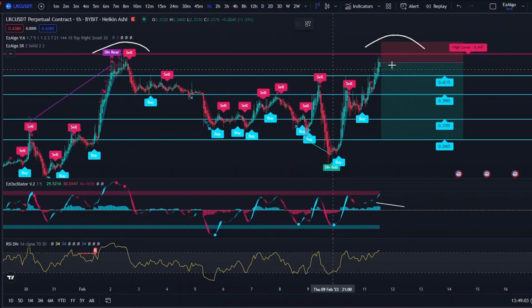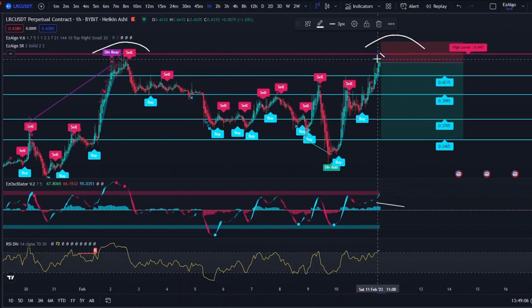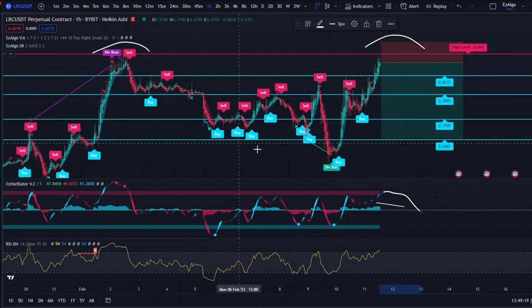Hopefully we see some more EzAlgo confirmations, maybe like a mild sell signal right here or some reversal signals, and then of course that final piece of confirmation with that Easy Oscillator flip to the red, and that would be our confirmation for the short position. But I just entered the short, and I'll update you guys after a few days.